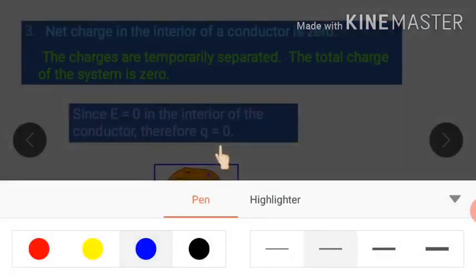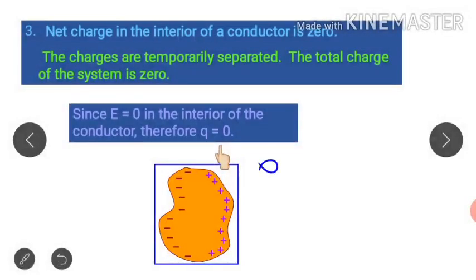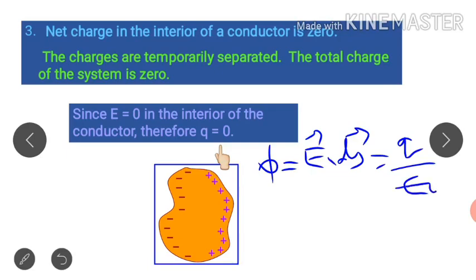We know this thing that phi equals closed integral of E dot ds, which is again equal to Q upon epsilon naught according to Gauss law, which we have already discussed. So this is the flux, which equals closed integral of E ds cos theta, which is equal to Q upon epsilon naught.